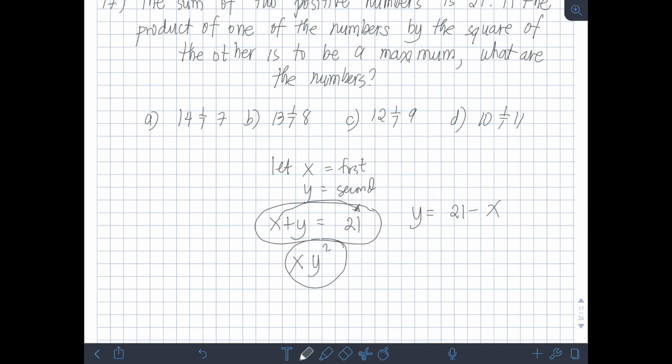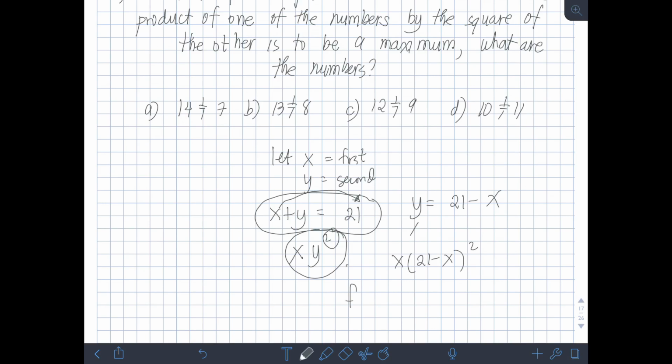So therefore, pwede natin i-substitute itong y dito sa product na i-maximize natin in terms of x na lang bale. So x times yung y ay 21 minus x. Then meron tayong square, so may square din yung quantity. So ito yung i-maximize nating function, function of x na lang siya. F of x is equal to x times quantity 21 minus x squared.